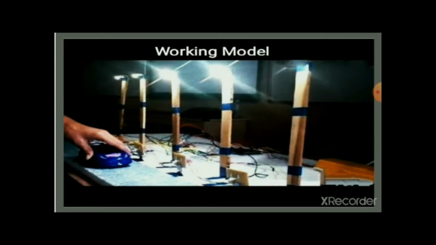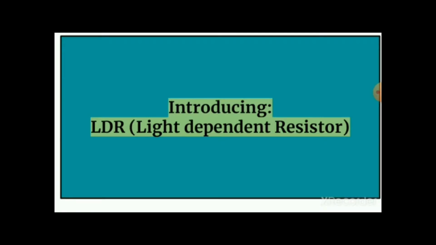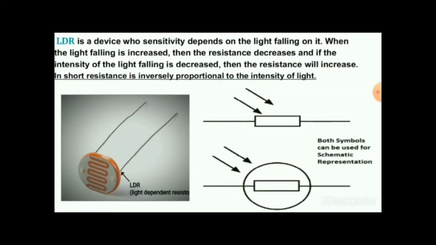You might be thinking what an LDR is. Let me introduce it. What is the full form of LDR? Light dependent resistor. LDR is a device whose sensitivity depends on the intensity of light falling on it. When the light falling on it increases, the resistance decreases. When the intensity of light decreases, the resistance increases. In short, resistance is inversely proportional to the light intensity.